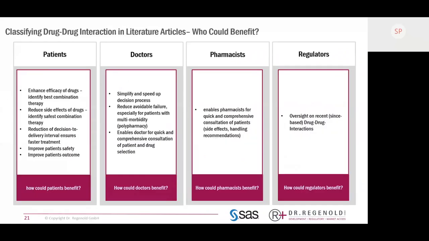And the benefits are that it improves patient safety and improves patient outcomes. It can help a doctor to speed up the decision-making process and enable the doctor to obtain a quick and comprehensive consultation of the patient and drug selection. For a pharmacist, it helps in obtaining a comprehensive consultation of patients. And regulators can obtain the recent drug-drug interactions in an accurate and efficient way.